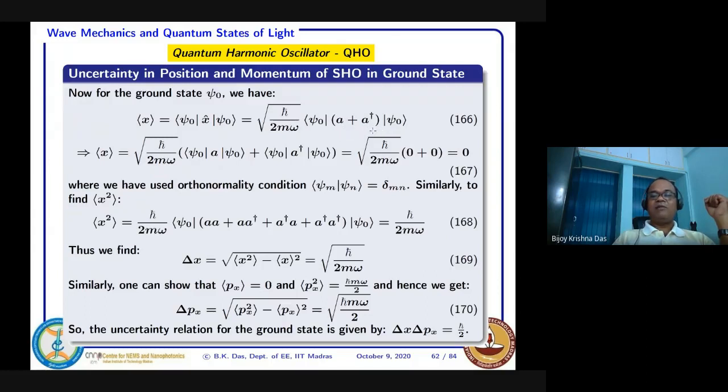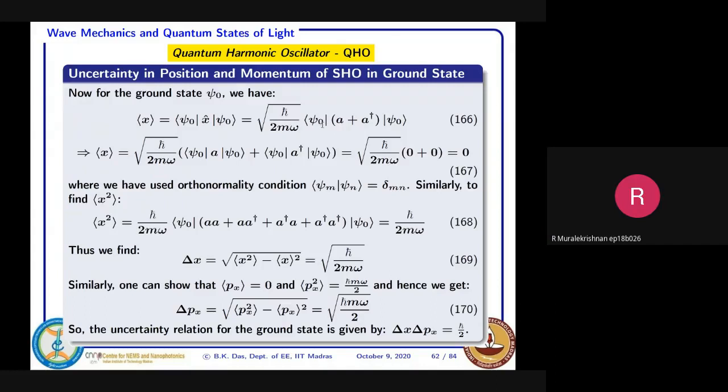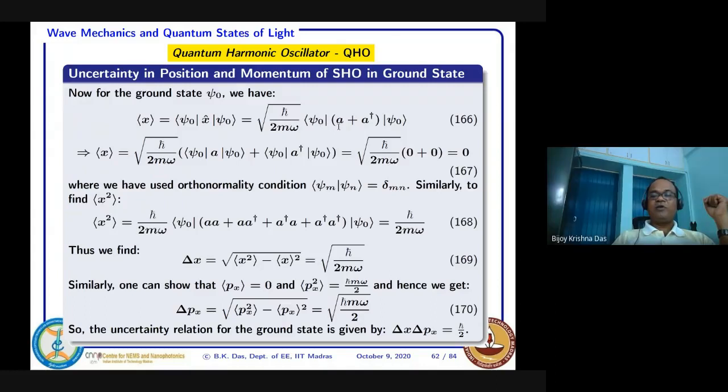Can you tell me quickly what the value would be here? Can anyone tell? Suppose this is A, right? So psi naught A psi naught, what do you get? It will be 0, because whenever you operate with A, A psi naught is 0. It is the lowering operator on the ground state. You are operating on the ground state ket, so you get 0, and taking the inner product, you get 0.